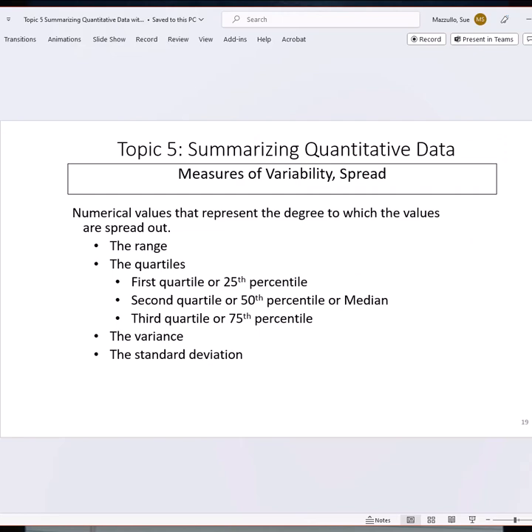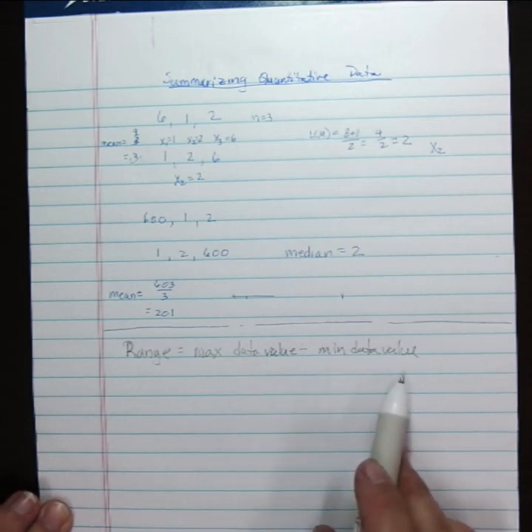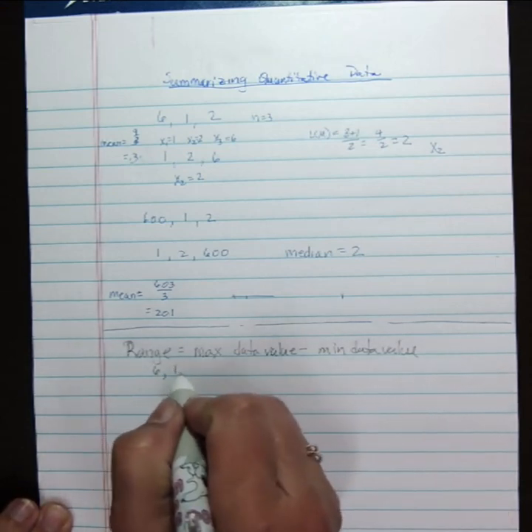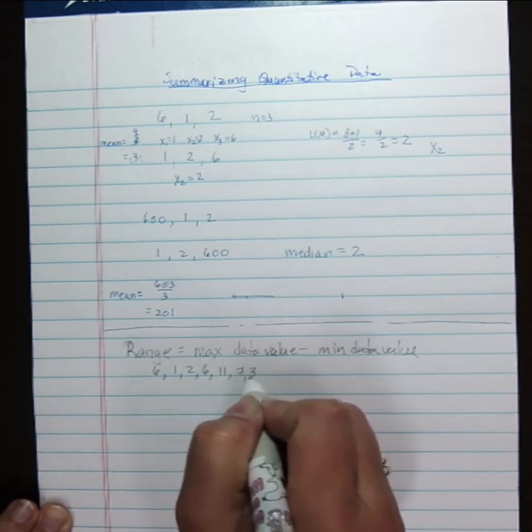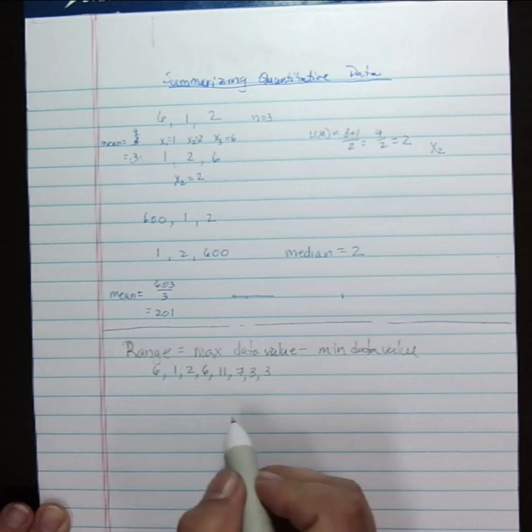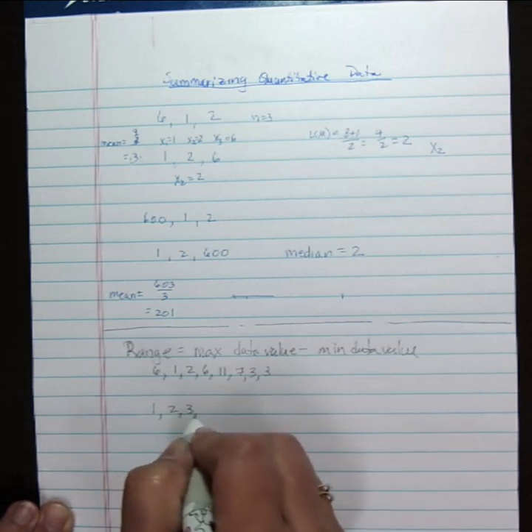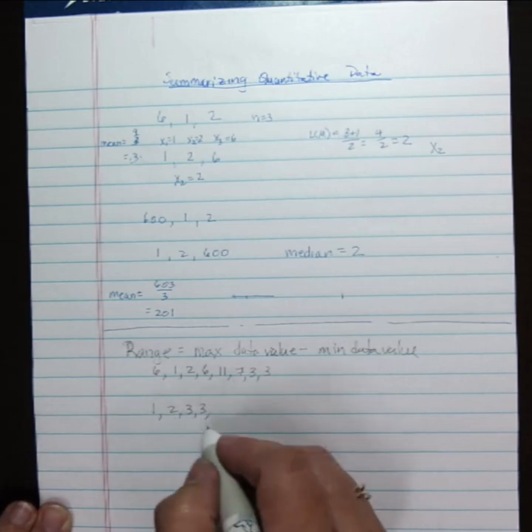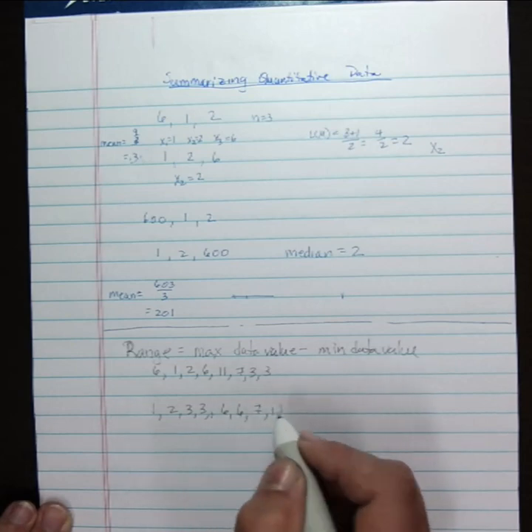So we're first going to look at the range. The range is the maximum data value minus the minimum data value. So if I had a data set 6, 1, 2, 6, 11, 7, 3, and 3. The first thing I'd do is put it in order. 1, 2. Now you keep all the data values. If 3 is there twice, we need to see it twice. So then we have 6, 6, 7, and 11.